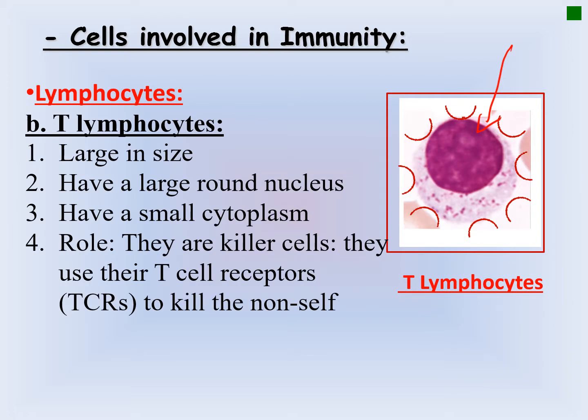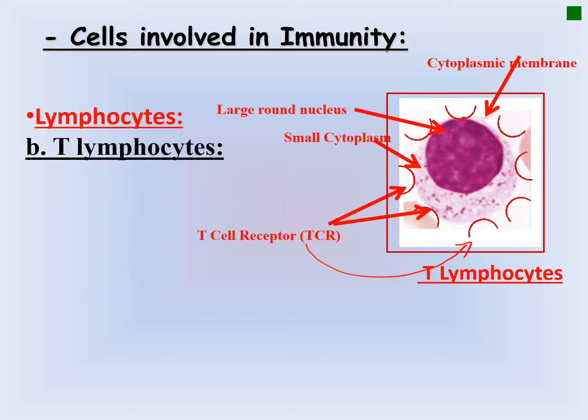Moving to the T lymphocytes, as you see here, we have common properties. They have a large rounded nucleus and a small cytoplasm. Their role is to kill other cells using their T cell receptors, TCR, to kill the non-self cells. So this is the labeled figure of T lymphocytes. They have T cell receptors, these are the TCR. They have a small cytoplasm, a large rounded nucleus, and a cytoplasmic membrane.